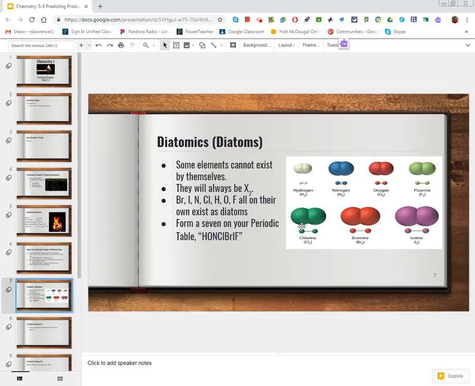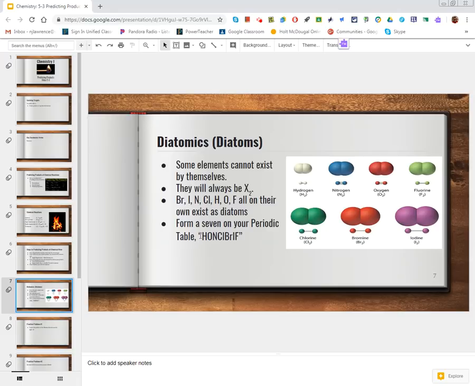So whenever we write out our chemical equations, as you guys have been doing, whenever you come across the individual element of hydrogen, nitrogen, oxygen, fluorine, chlorine, bromine, and iodine, we don't just write those down as individual elements, but we write them down as H2, N2, O2, F2, Cl2, Br2, I2. So a couple ways for you to remember this and to recognize this is they will form a 7 on your periodic table, and I'll show you what I mean here in a second.